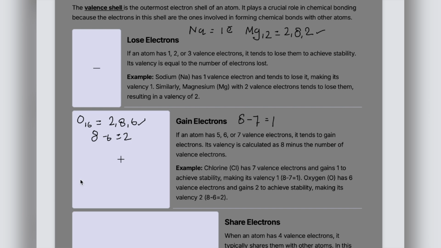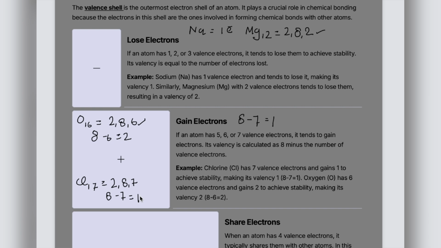If we take an example of chlorine, its atomic number is 17. Then its electronic configuration will be 2, 8, 7. So there are 7 electrons in its valence shell. It tends to gain 1 electron to become stable. So how do we calculate its valency? 8 minus 7 is equal to 1. Its valency will be 1.